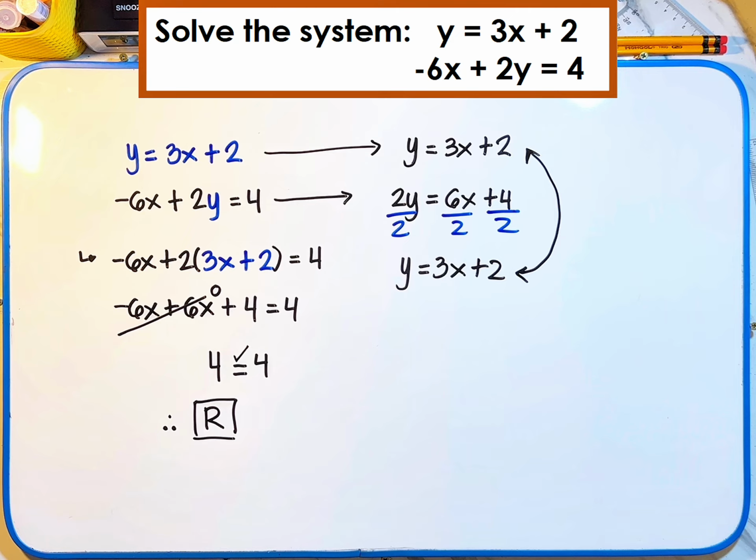Okay, and since they are the same line, they have the same graph. And if they have the same graph, it means all points are solutions. So the solution is all real numbers. And this type of system is called a consistent dependent system.